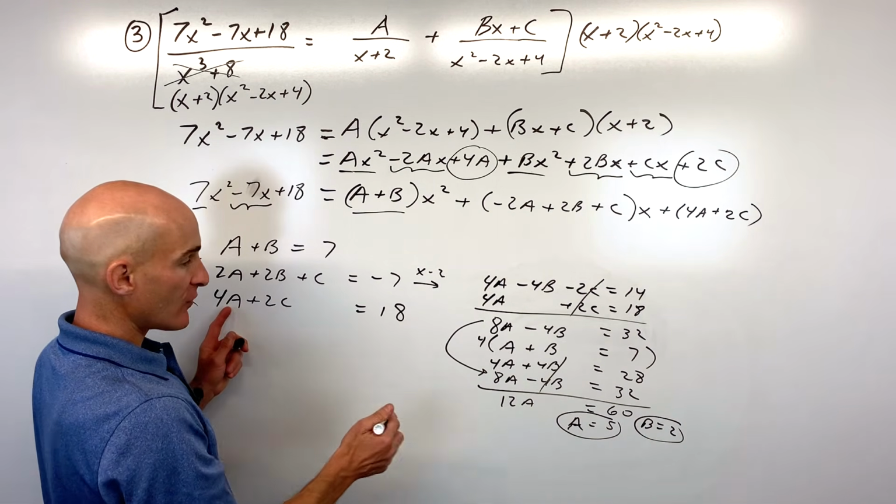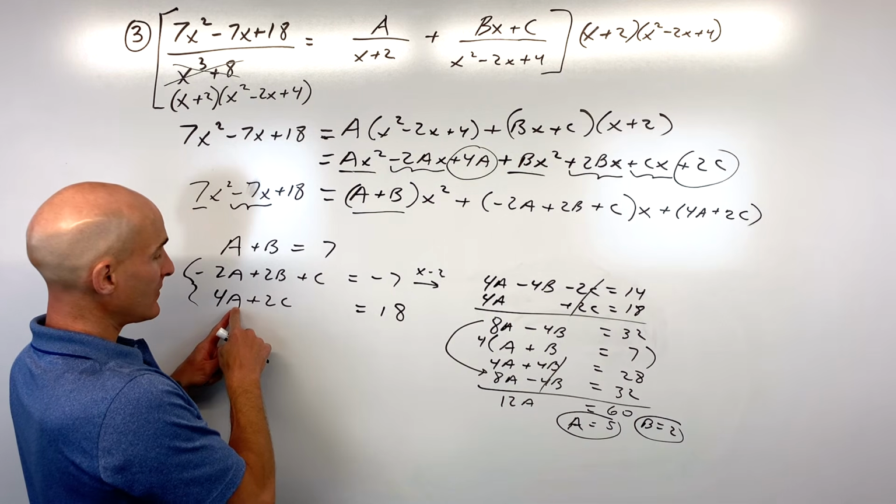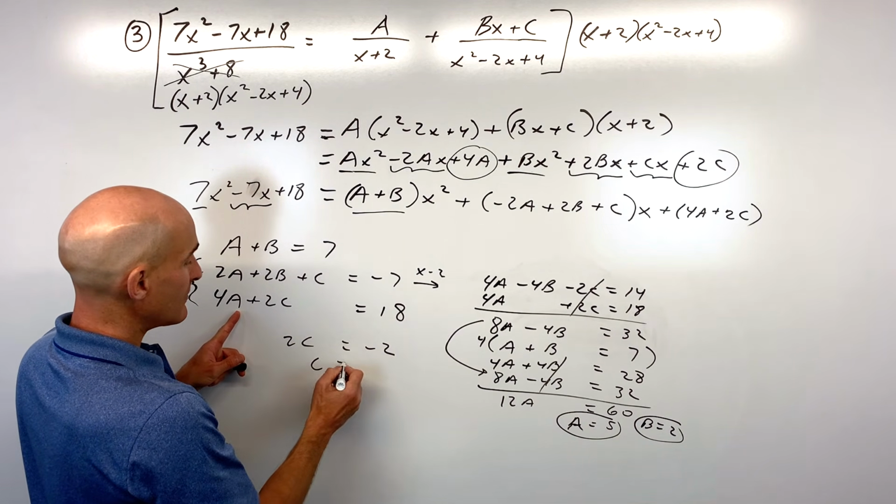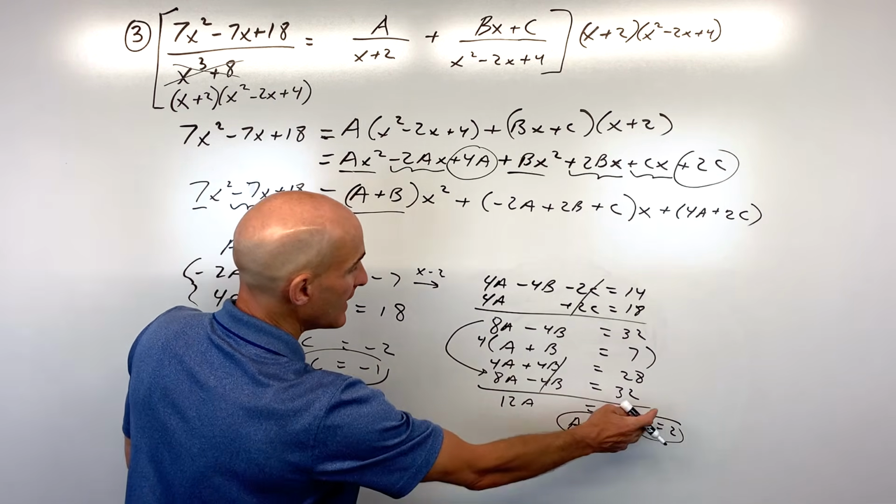Let's solve for c. So if a is 5, that's going to make this 20. Okay, and then if we subtract 20 from both sides, we get negative 2. So that means that c is equal to negative 1. So we have our a, b, and c.